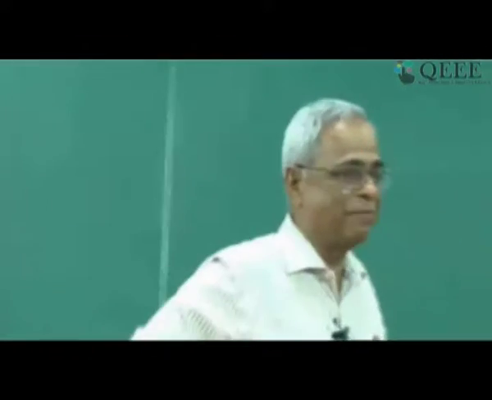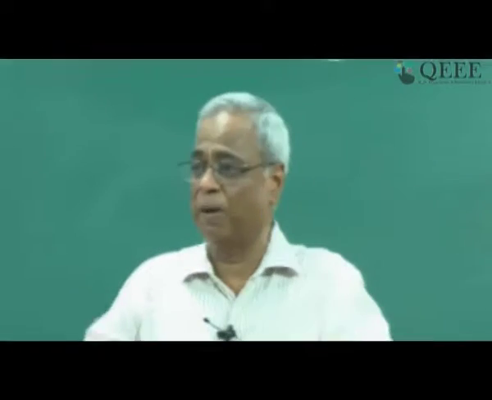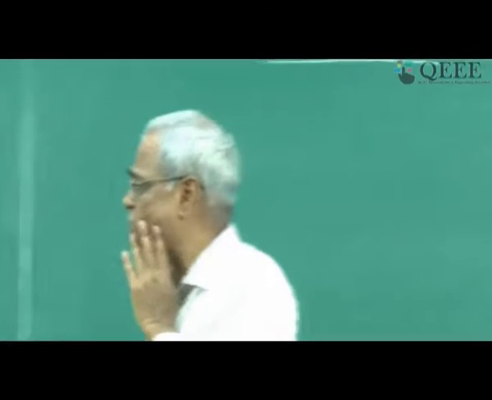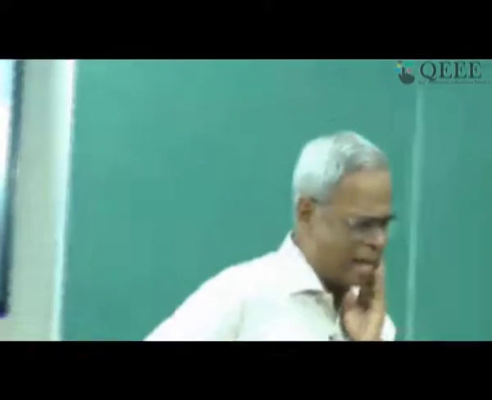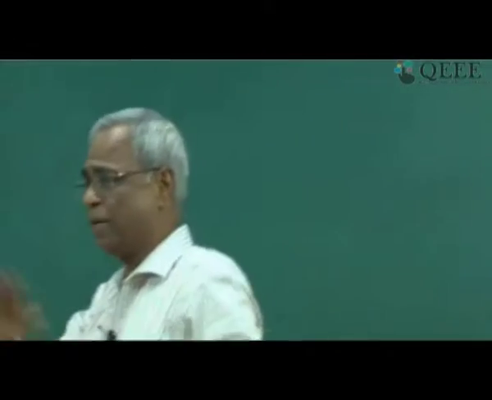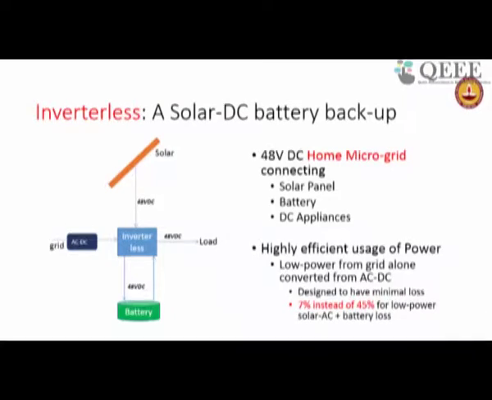The assignment has been loaded. Today you will solve one problem, and you try to solve the other problems. It gives highly efficient usage of power, with only the power from the grid converted from AC to DC. I can actually do a total loss for the solar all the way coming here of around 7%, plus of course the battery loss of 10%, so 17% loss. That's not bad, I can get 83%. And hopefully I can improve that as I go further.